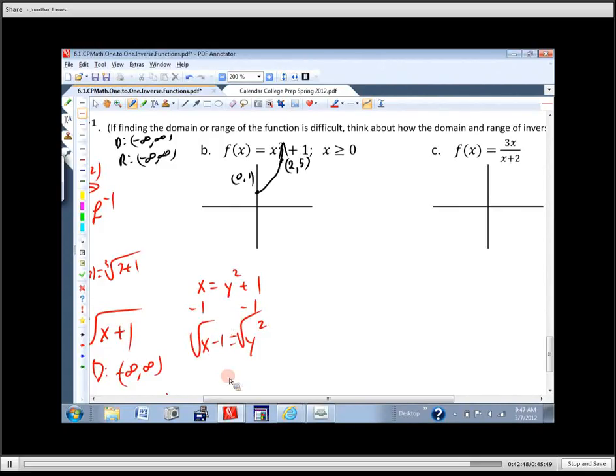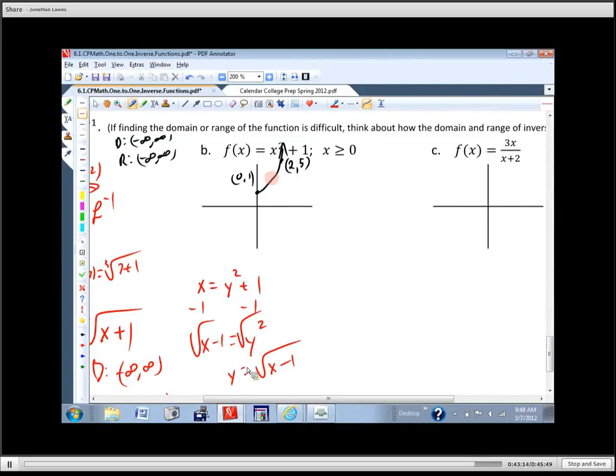Take the square root, and I get y equals the square root of x minus 1. Now, can somebody tell me why I don't have to worry about the plus or minus here? Because these were all positive. That's why. So if you take the square root of a positive, you're going to get a positive. Okay?